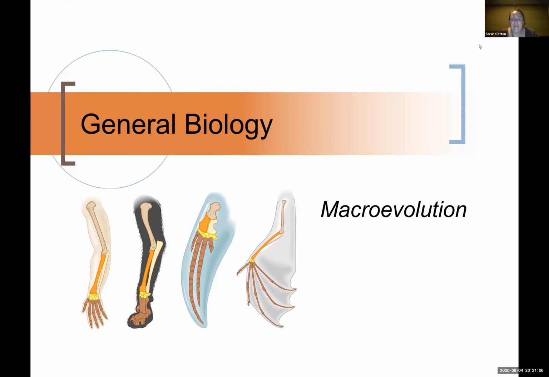Okay, so macroevolution. Let's jump in here. Let's jump in. I sound like a YouTuber. So macroevolution, macro is essentially the opposite of micro. So micro means small, macro means big.